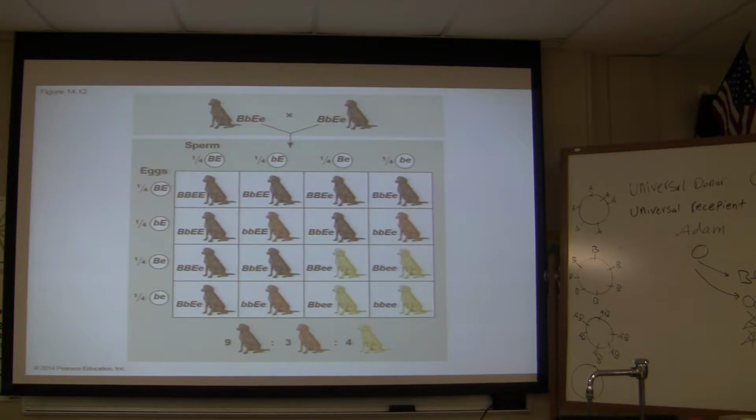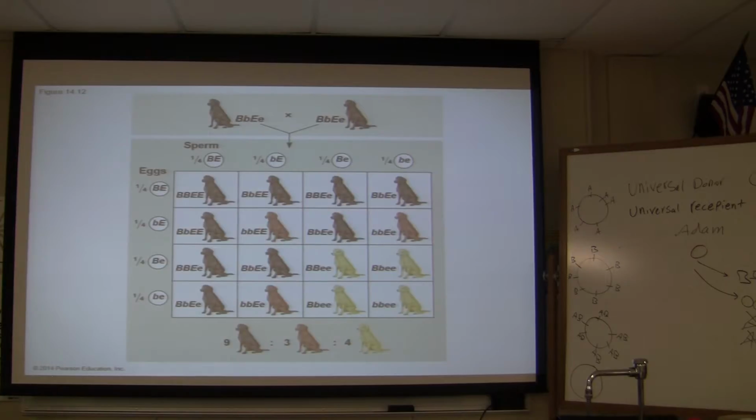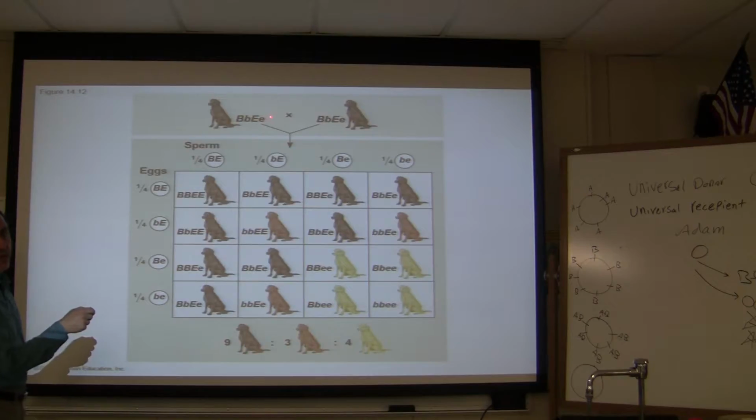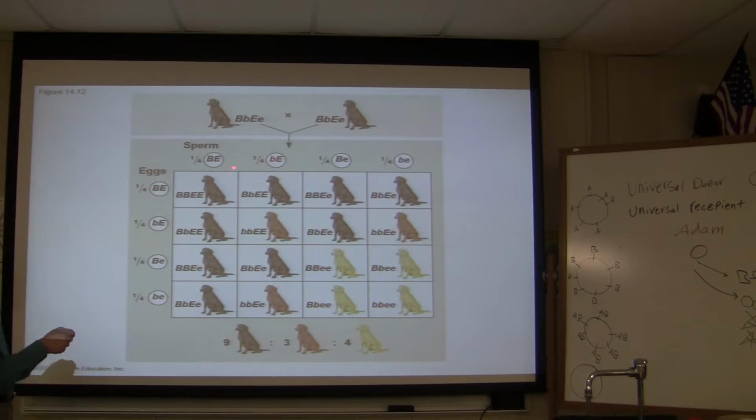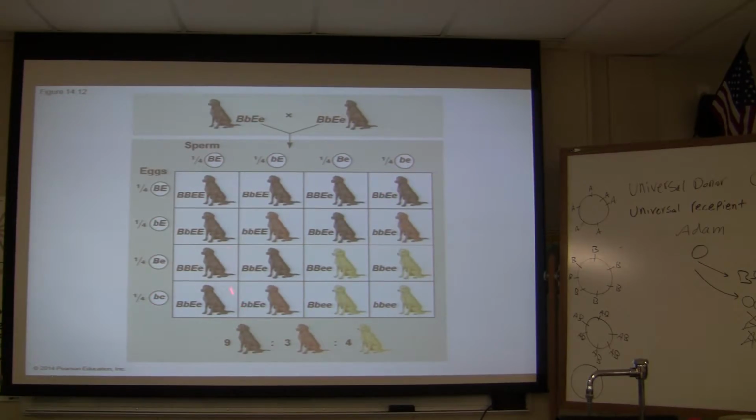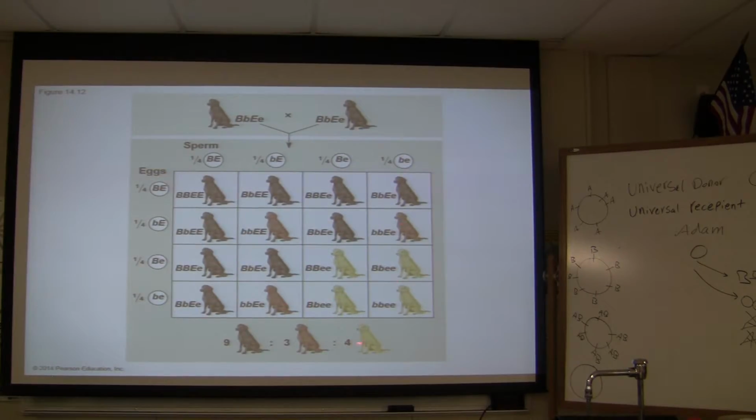Here it is. So for black Labrador retrievers, if the 2 parents are black, capital B, just like you have seen with the pea plants, the tall pea plants and dwarf, and yellow, and so on. So if the 2 parents are mixed breed, capital B small b, capital E small e, and you cross them, these are the possibilities of sperm, these are the possibilities of the egg. You cross them, you will see 9 of them are black, 3 of them are brown, and 4 of them are yellow.